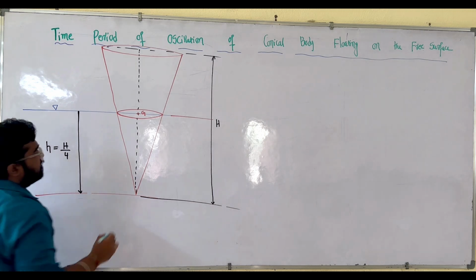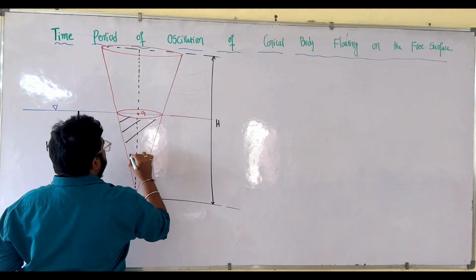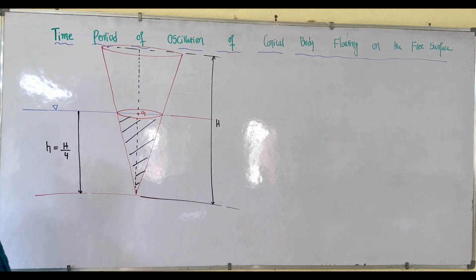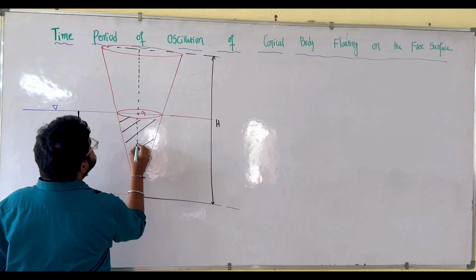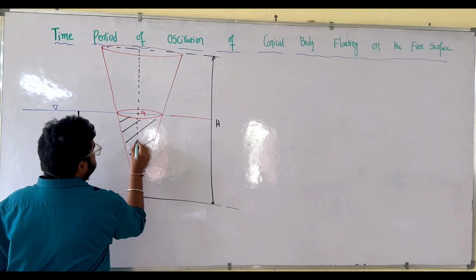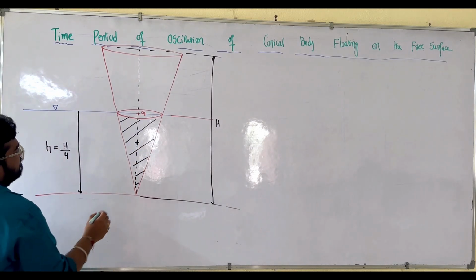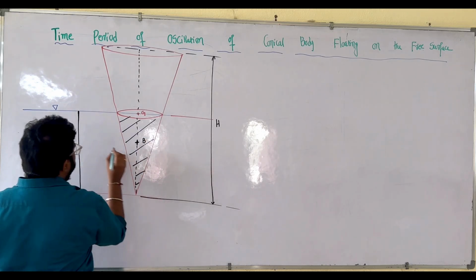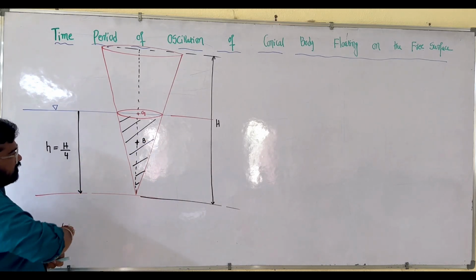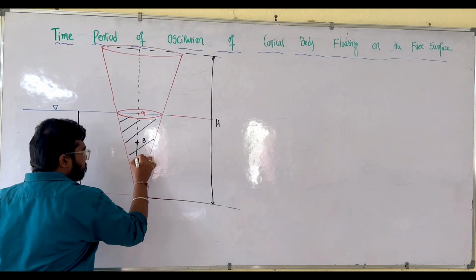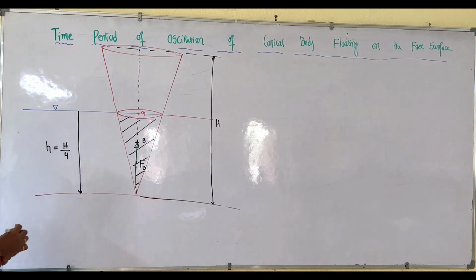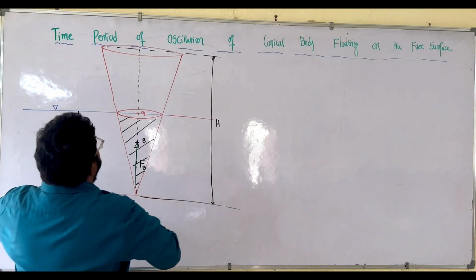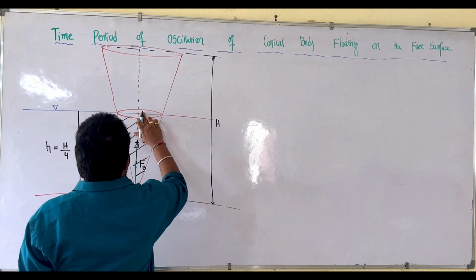Clear? So here, the area of this particular volume of the displaced portion. This is the displaced portion. Center of gravity, this is how much here? Here to here, conical. Center of buoyancy here. Buoyant force always acts vertically upward. This is H by 4. Okay?